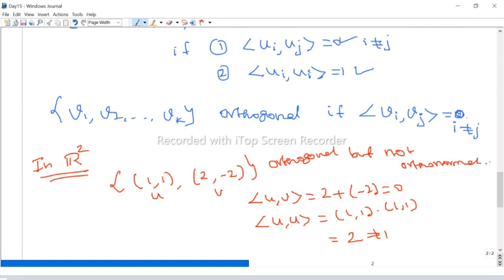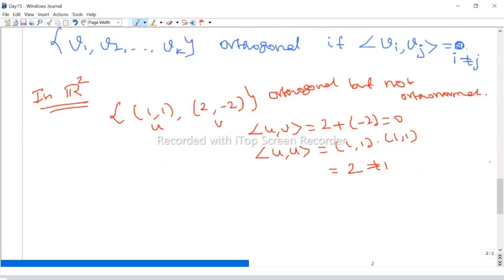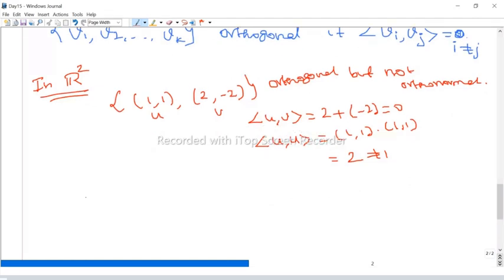Therefore, every orthonormal set is orthogonal, but an orthogonal set need not be orthonormal. So in R2, this set is orthogonal but not orthonormal. If you take the vectors (0, 1) and (1, 0), now this is orthonormal.